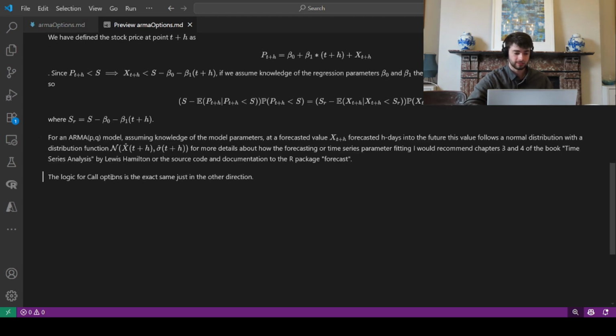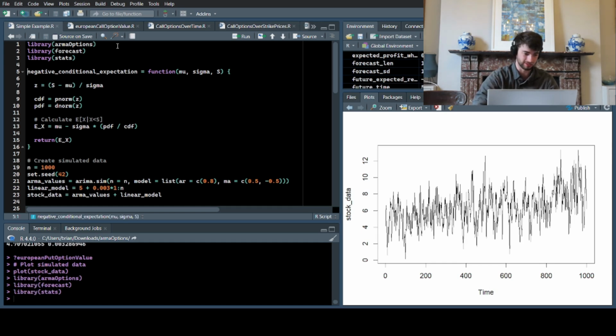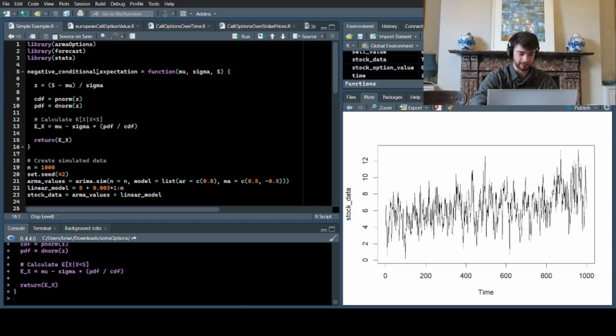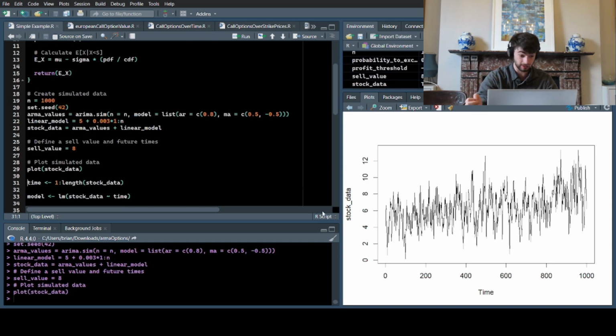The logic for call options is the exact same, except in the other direction. So here I've written up a simple explanation or example of how this would work in code. We first import the packages used. We create a simple function to estimate the conditional expectation of a normal distribution. Then we simulate our data. This is what the data that can be used in this function would look like, or just one example.